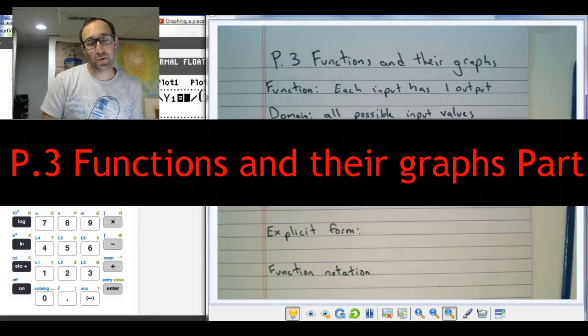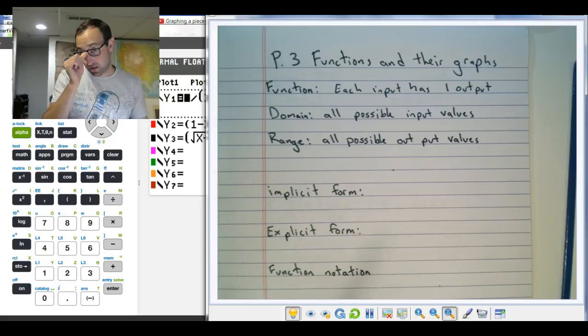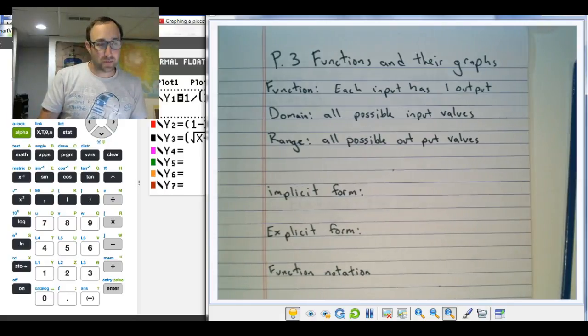Hey everyone, welcome to section P3, which is talking about functions and their graphs. Graphing is going to be a huge part. Sometimes you're going to be able to use your calculator. Sometimes they're not going to allow you to do that. So you're going to have to know kind of what some sketching is going to look like.